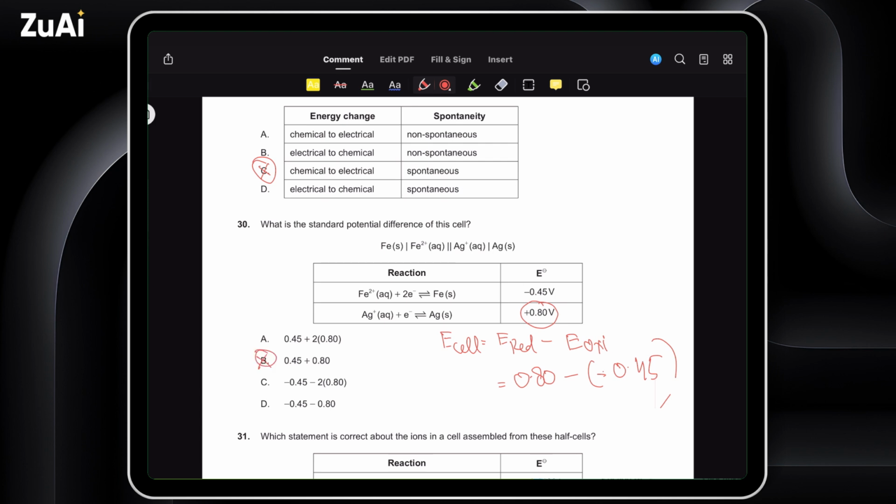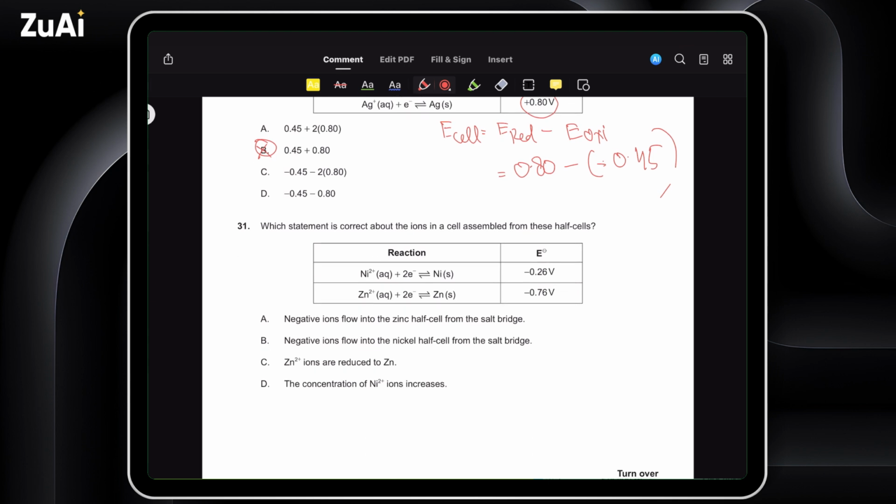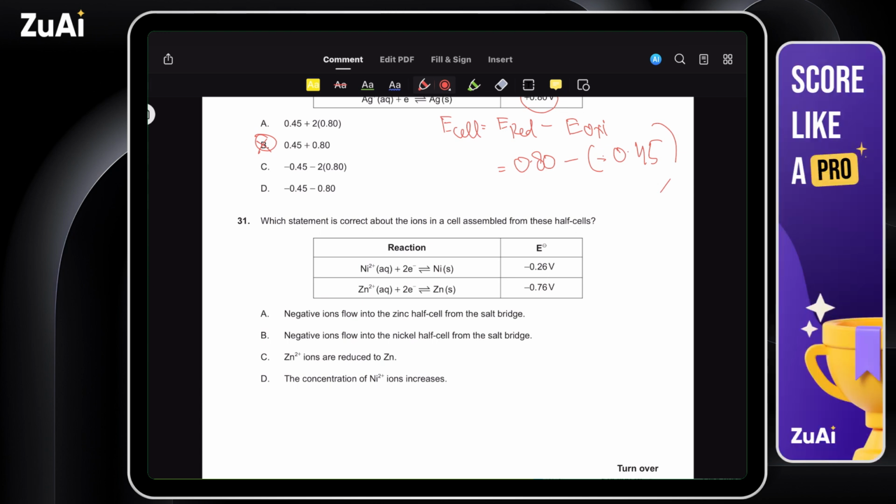This is the answer. Which statement is correct about the ions in the cell assembled from these half cells? Over there oxidation takes place because it has less value, and over there is reduction. So negative. Reduction always gains electrons and oxidation loses electrons.